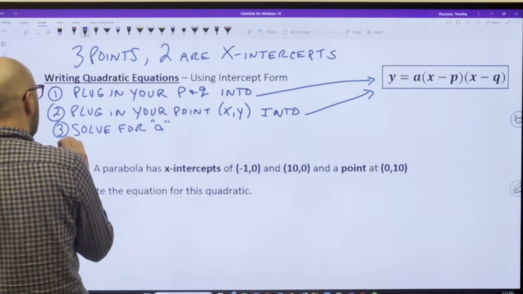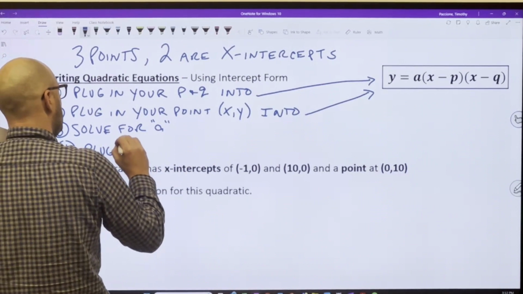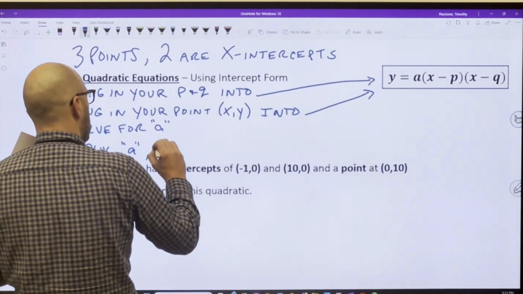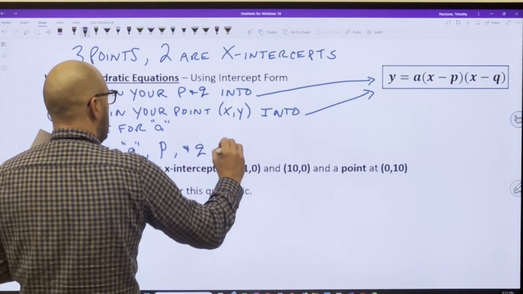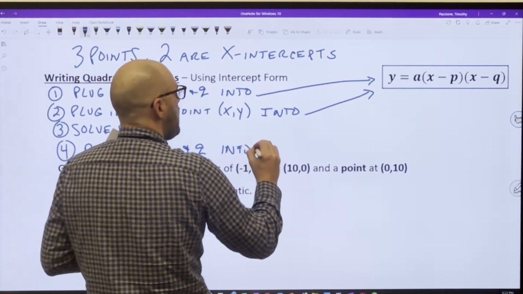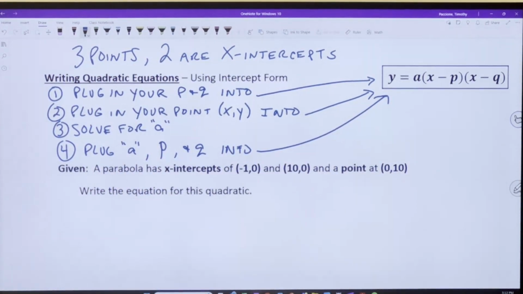Right? And then after you get all of those, you plug a, P, and Q into the same equation. Okay? So what does that look like? We'll go through examples. Okay?